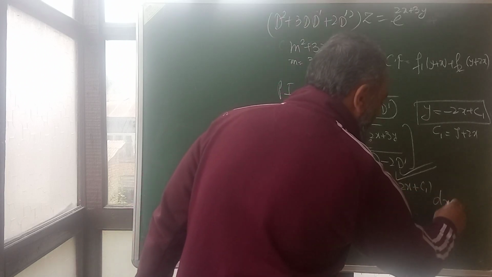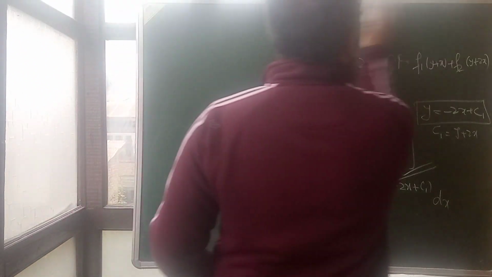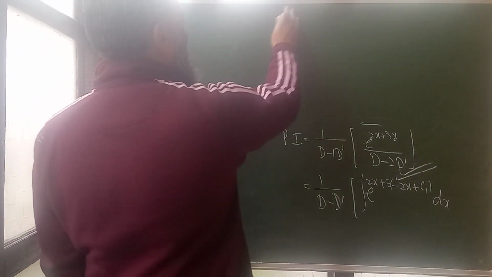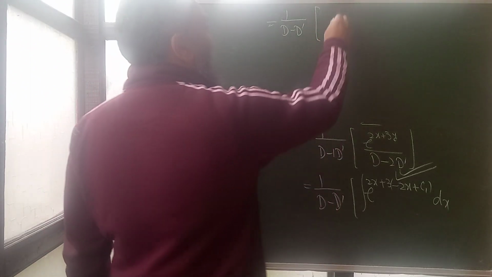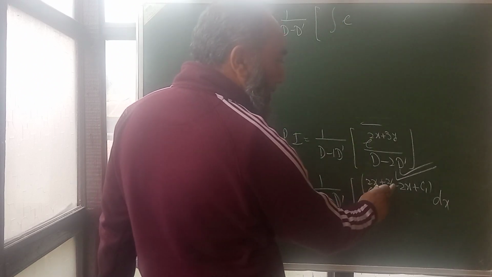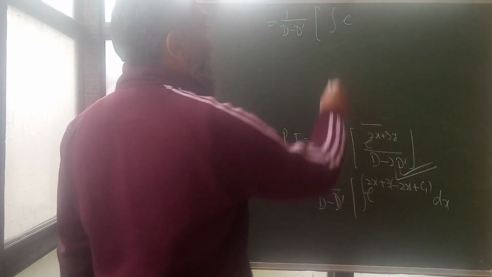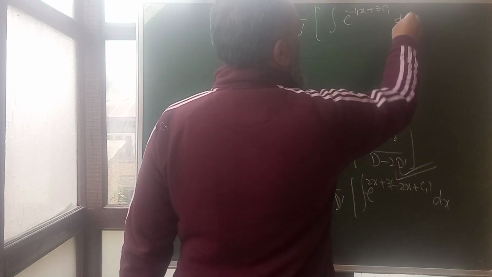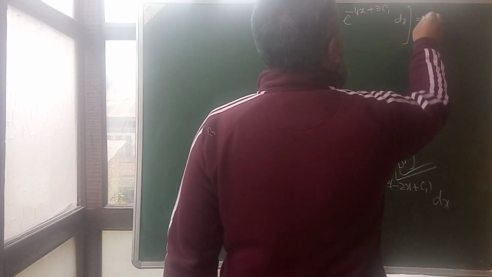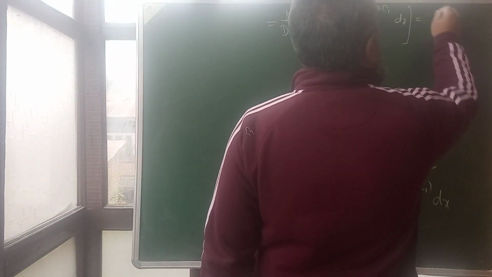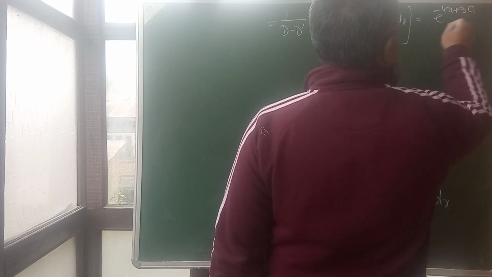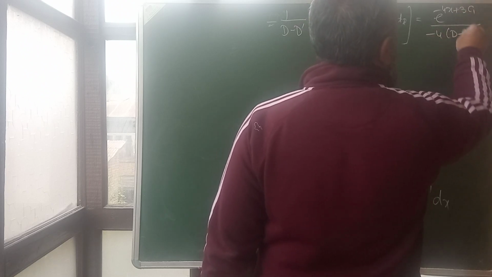Integral dx. This is equal to 1 upon d minus d dash, integral of e to the power 2x plus 3 times minus 2x, that is 6 minus... so it is minus 4x plus 3c1. Let me integrate it. This is e raised to the power ax, which means e raised to the power ax by a. So e raised to the power minus 4x plus 3c1 by minus 4, and this is d minus d dash.